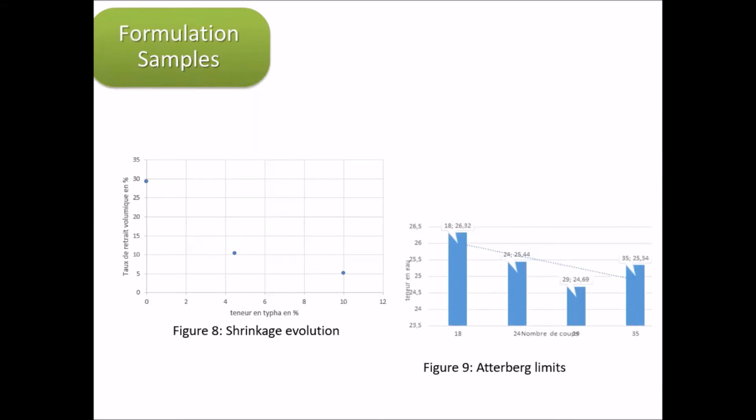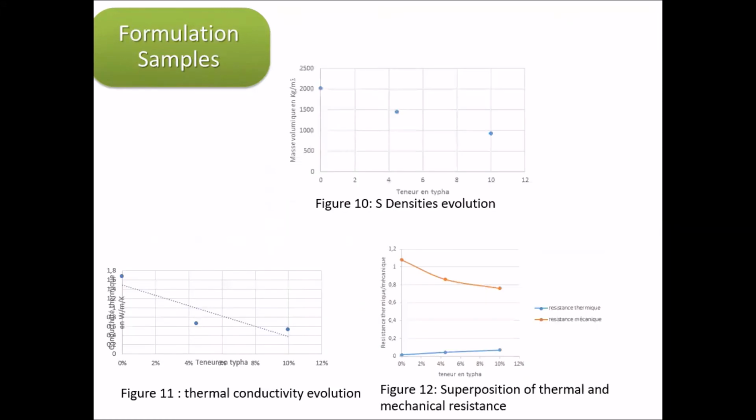And after this formulation, I have found the following results. The first one is the shrinkage rate. As you can see here, for soil of Diamniadio alone, it is about 29.19%, but it decreases when we add Typha australis. And the Atterberg limit is also shown by this curve, and it is equal to 20.47. That means the soil of Diamniadio is plastic.